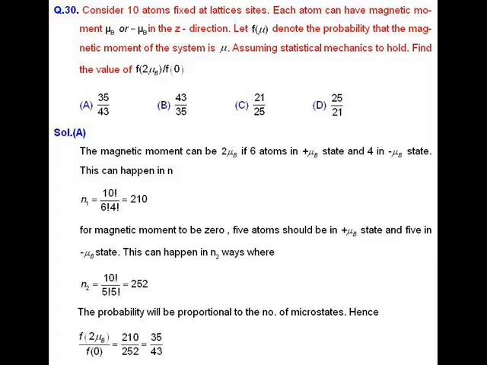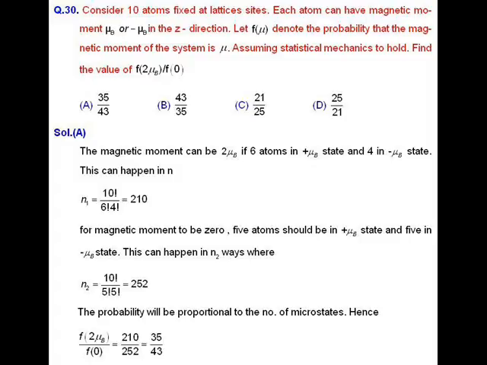Then the number of microstates with respect to the system, n1, equals 10 factorial divided by 6 factorial 4 factorial, that is equal to 210. And again, for the magnetic moment to be 0, 5 atoms should be in plus mu b state and 5 atoms should be in minus mu b state. Then with respect to this, the number of microstates n2 equals 10 factorial divided by 5 factorial into 5 factorial, that is equal to 252.